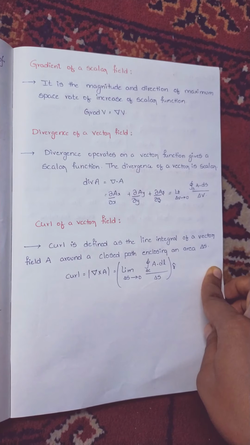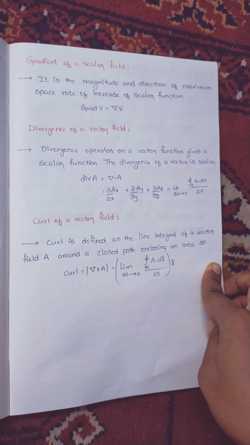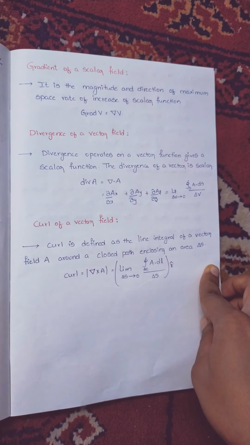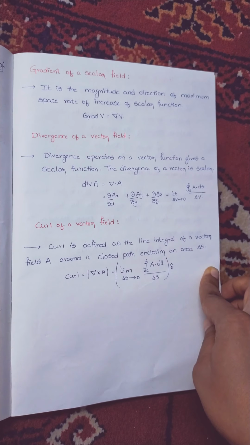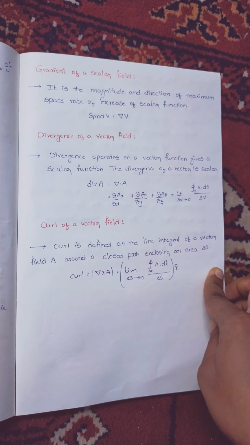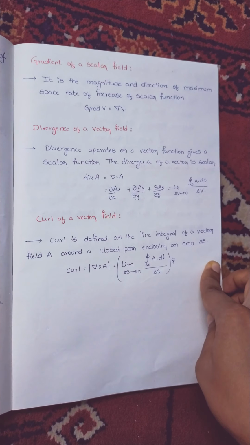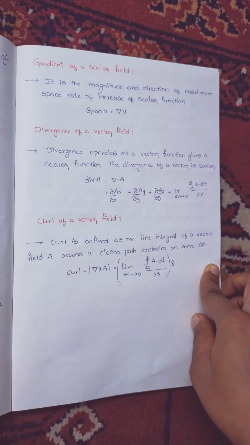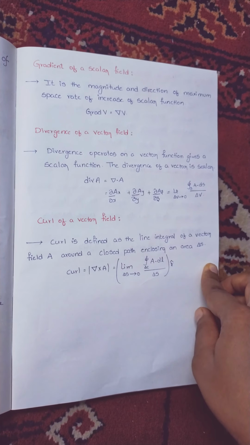Divergence of a vector field. Divergence operates on a vector function and gives a scalar function. That means if we operate divergence on a vector function, it will give the output as a scalar function. So div A equals del dot A.